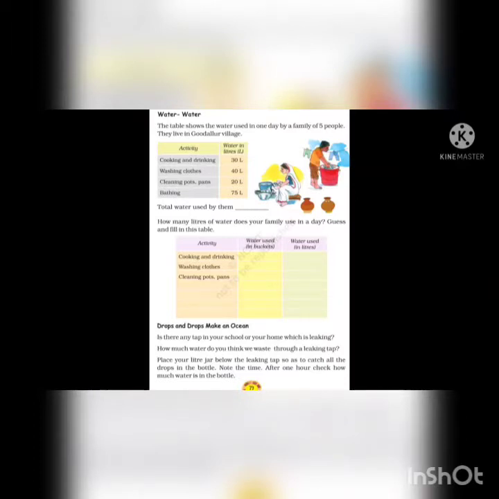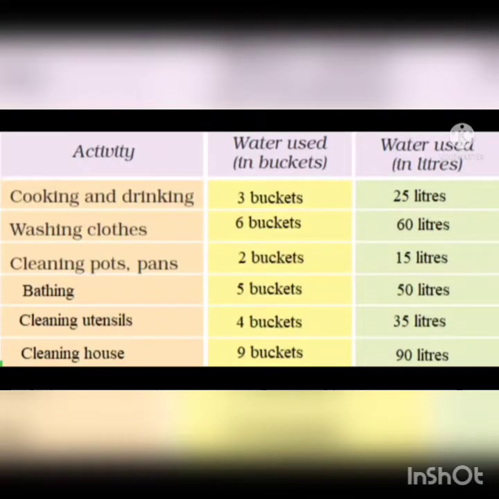So let's take that in 1 hour, 1 liter of water is wasted. If you place a jar below a leaking tap, after 1 hour you will see that 1 liter of water is wasted. So let's take it down: 1 liter in 1 hour. And the above question given to you, you will do it yourself. So this is how you have to do this table.